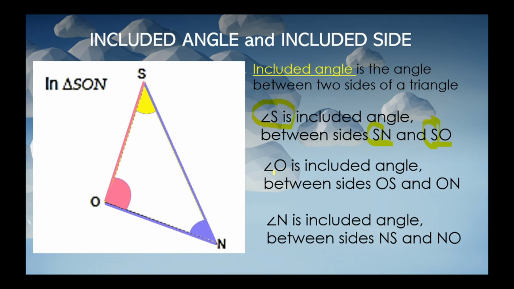Another one, angle O. Ito ay included ni side OS at ON. OS, ON. What is the common letter? Very good, O. Therefore, we can say that the angle which is included is angle O. And finally, NS and NO. So these two sides, the common letter is N. So here, we can say that the included angle of these two sides is angle N. So kahit walang figure, pwede nating ma-identify. Just look at the given sides.